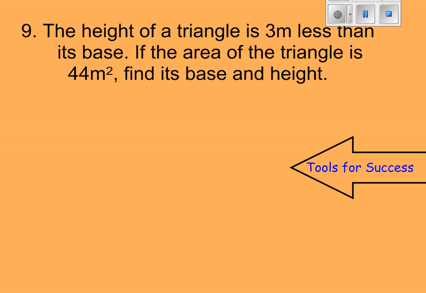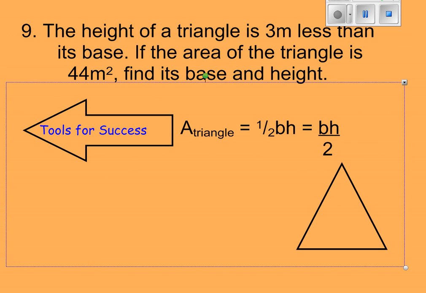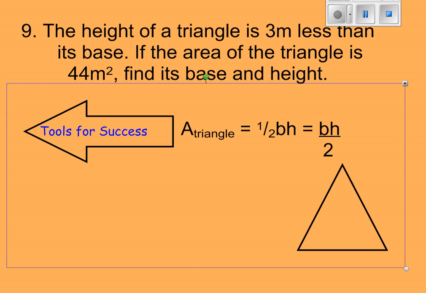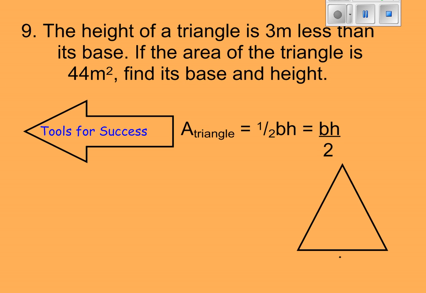All right, last one, or at least last one I'm doing. Height of a triangle is 3 meters less than its base. If the area of the triangle is 44 meters, find its base and height. So the base is b, the height is 3 meters less, so b minus 3. The area of the triangle is 44, so that means base times height divided by 2 equals 44.